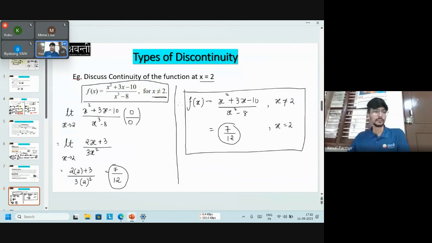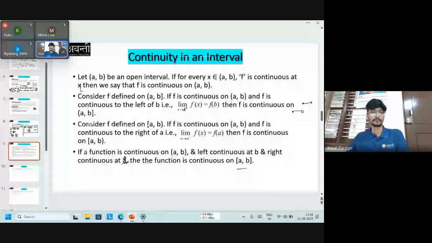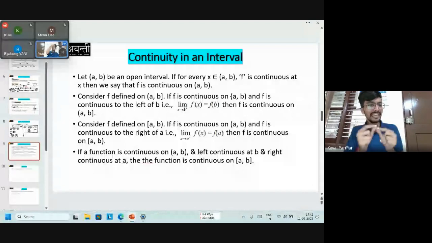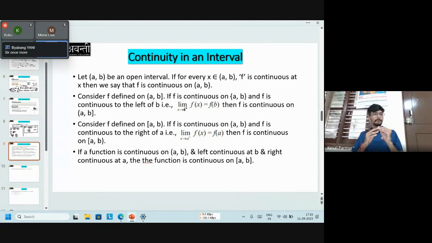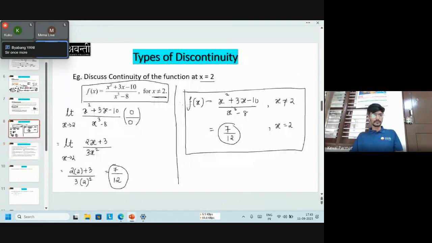Okay, so let's see next. Till now, we have been using continuity at a point, for example continuity at x equal to a. Now let's look at what happens if we are given an interval. Like if someone asks me to check this one.